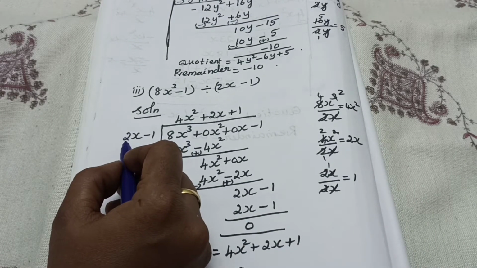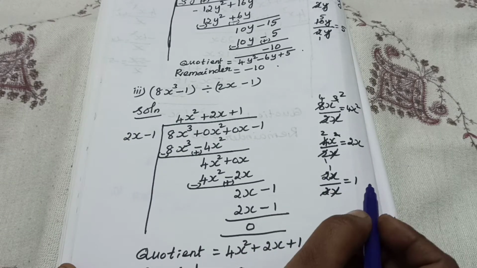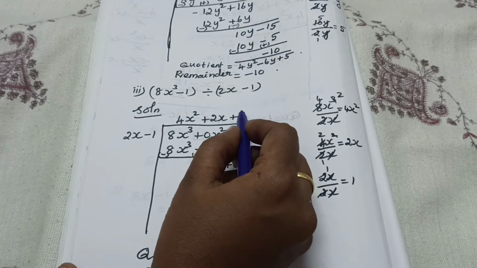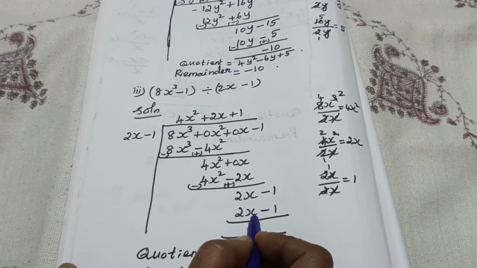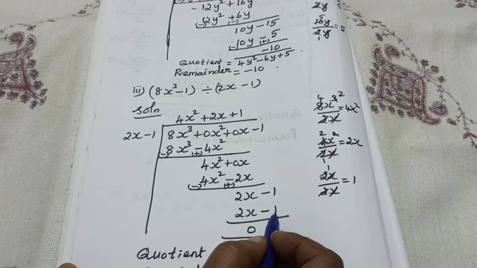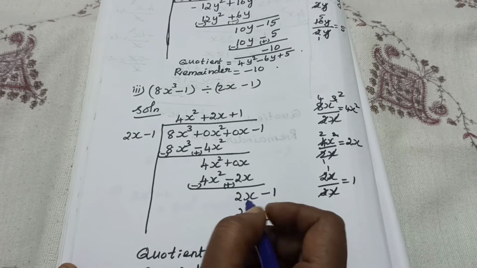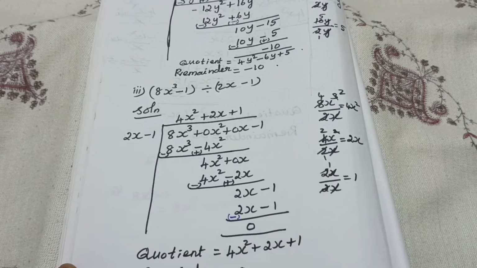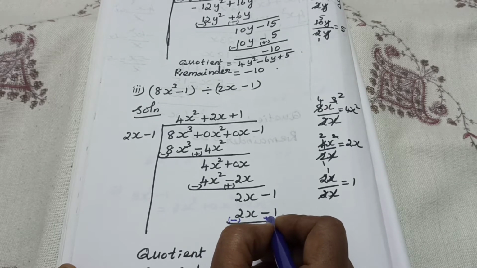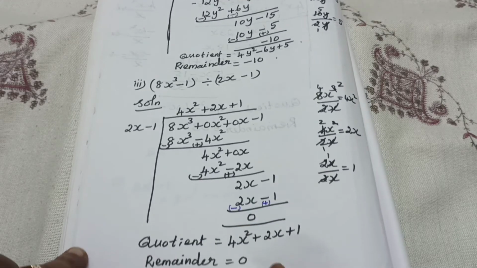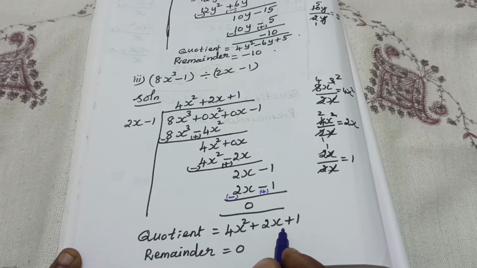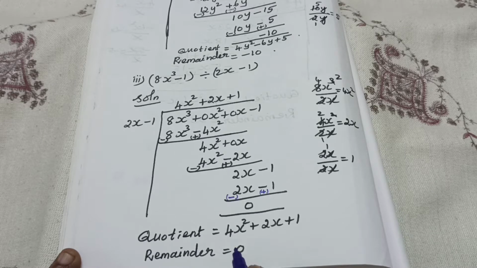And afterwards the first term 2x, here the first term 2x, divide it, and you will get 1. That 1 you should write in the quotient, plus 1. Plus 1 you take, multiply with 2x minus 1. Then subtract: the sign will change. Plus 2x becomes minus, minus becomes plus, isn't it? Then subtracting you will get 0. Therefore the quotient is 4x square plus 2x plus 1. Remainder equal to 1. You got it?